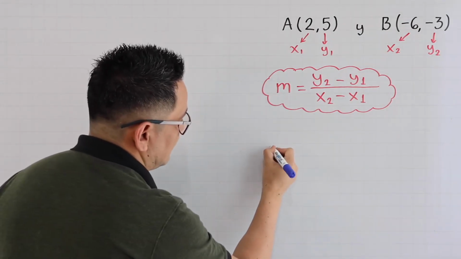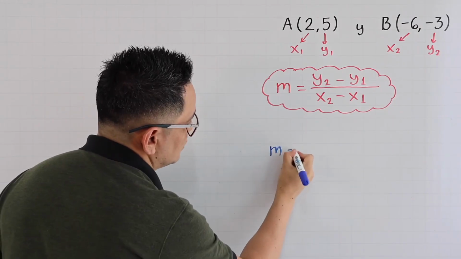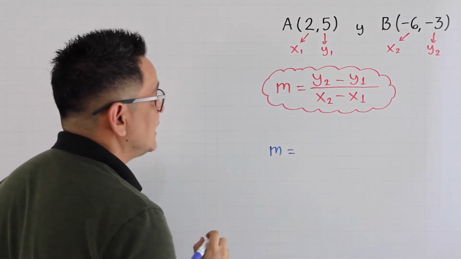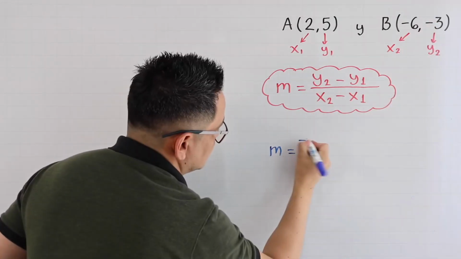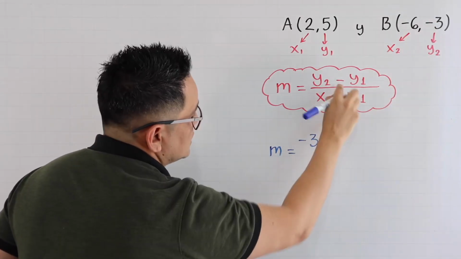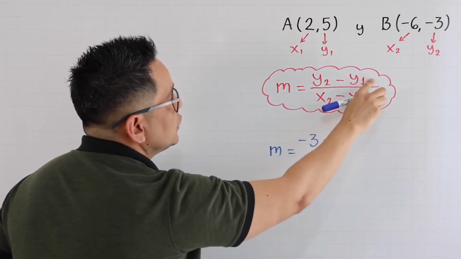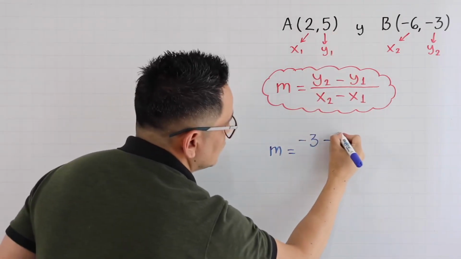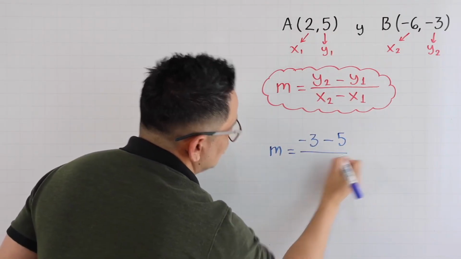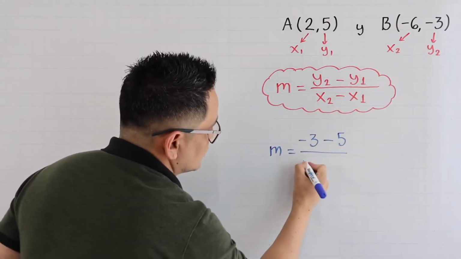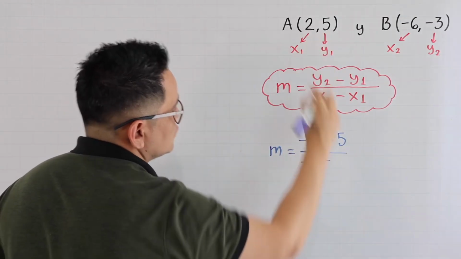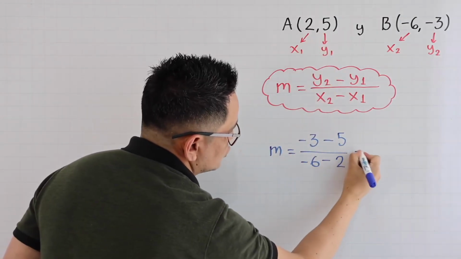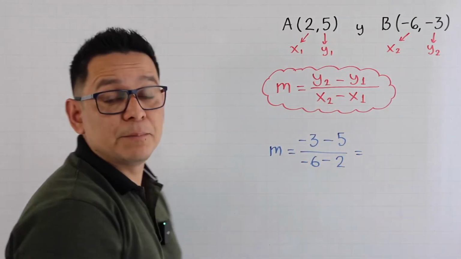So, I have that the slope, which don't forget we represent with the letter m, is equal to y2. Where is y2? Here, it's minus 3, so we write it down. Then comes minus y1 from the formula. But y1 is 5, so we write it over x2, which in this case is minus 6, then minus x1, which is 2. All right, we have all the values now. Now we just need to do the operations.